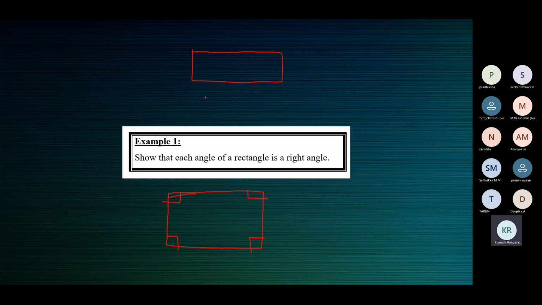Now, it's given that it's a rectangle. So we are given that the quadrilateral is a rectangle. What is the definition of a rectangle? A rectangle is a parallelogram in which one angle is a right angle. So since we are given a rectangle, it is a parallelogram in which one angle is a right angle. So this is given to us.